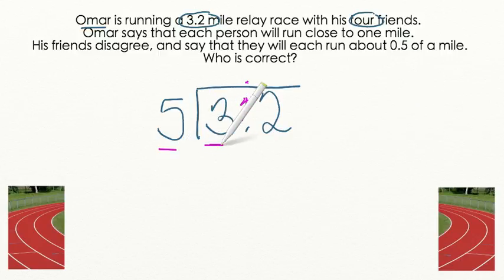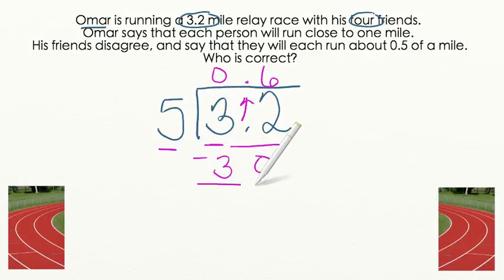5 can't go into 3 because 5 is greater than 3. So we put a 0 in our ones place and move on to our tens place. 5 can go into 32 6 whole times. 5 times 6 equals 30. And then when we bring it down, we still have a remainder of 2. But we don't want a remainder because we're working in the decimal values.